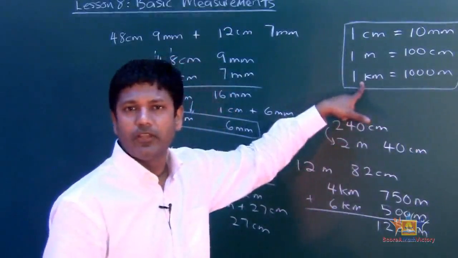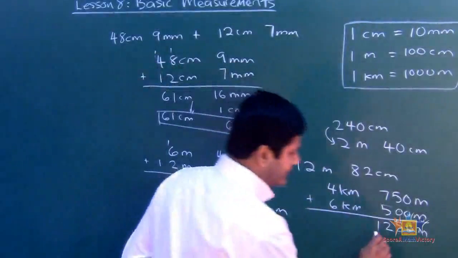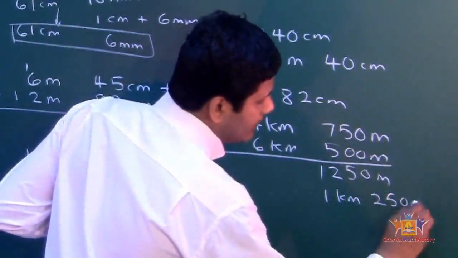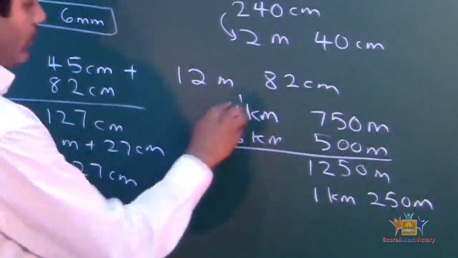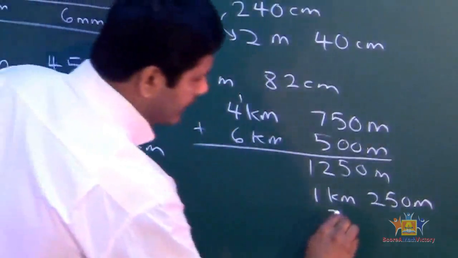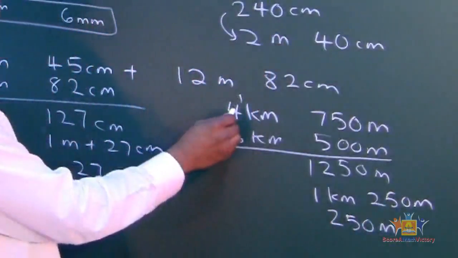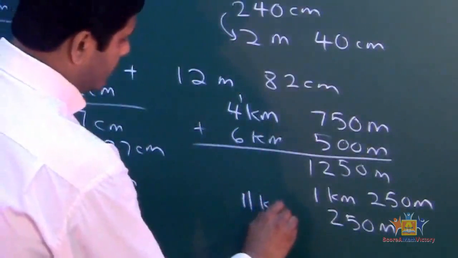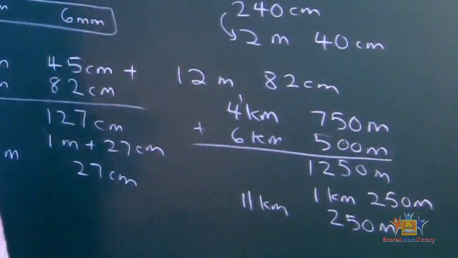1 kilometers. See, that's already past that 1000. So now I can break it down. I can say 1 kilometer, 250 meters. See that? Then I can take that 1 kilometer and raise it up. Put that 1 right there. And then just put that as 250 meters. Okay, so 1 plus 4 is 5, 5 plus 6 is 11. So that gives me 11 kilometers. So that is 11 kilometers, 250 meters.